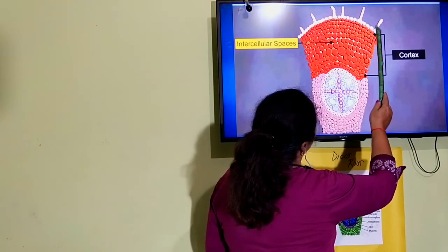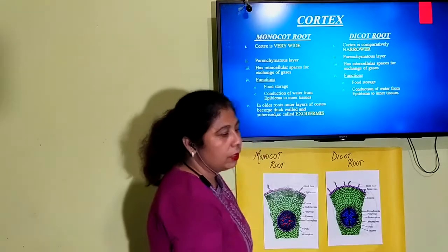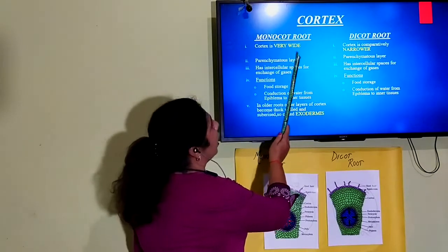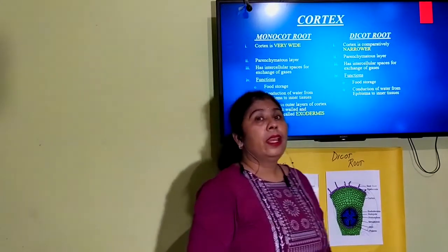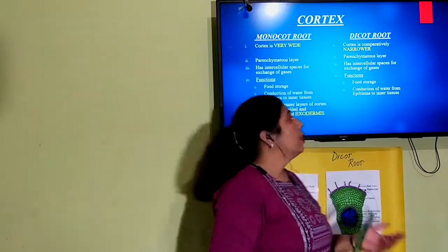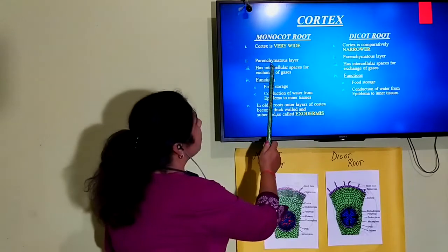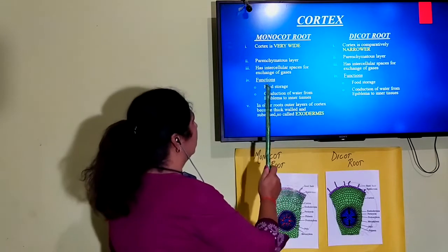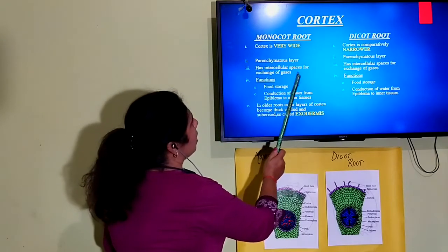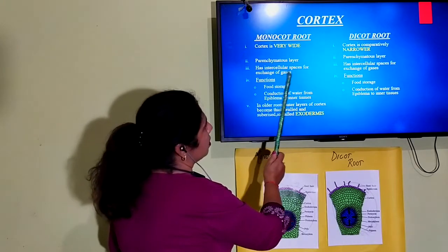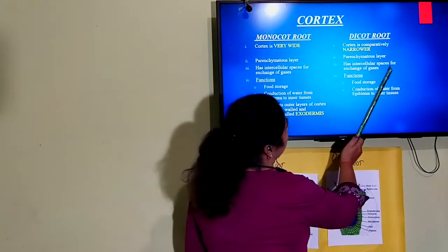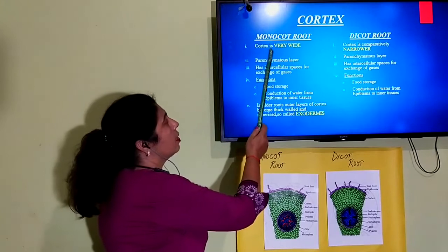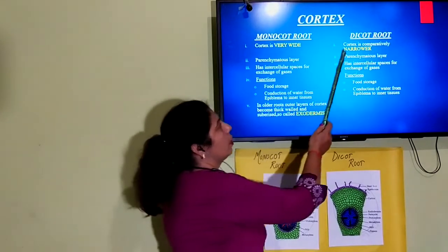Next, the schematic example I have shown you before. There is epidermis. Next is cortex. If we study the cortex of the monocot root, it is very wide. Comparatively, the cortex of the dicot root is narrower. It is a parenchymatous layer in both monocot and dicot. It has intercellular spaces for the exchange of gases. Same here, it has intercellular spaces for the exchange of gases. Now you can know where the difference is. Cortex is very wide here. Here cortex is narrower.